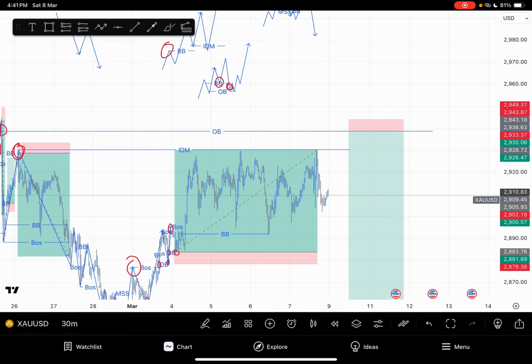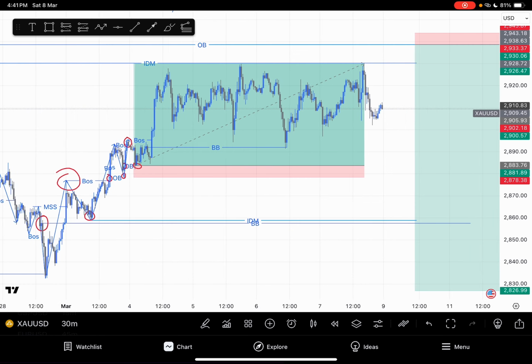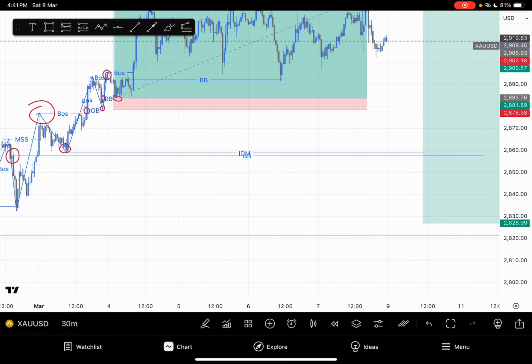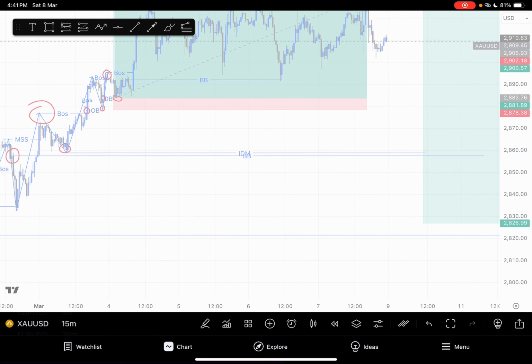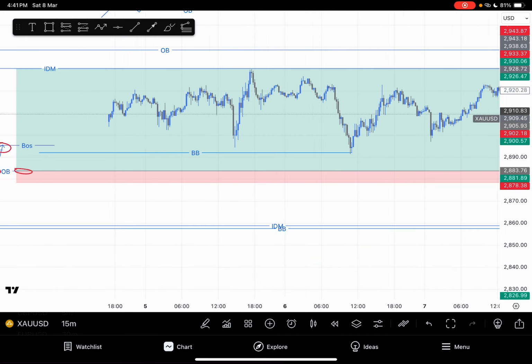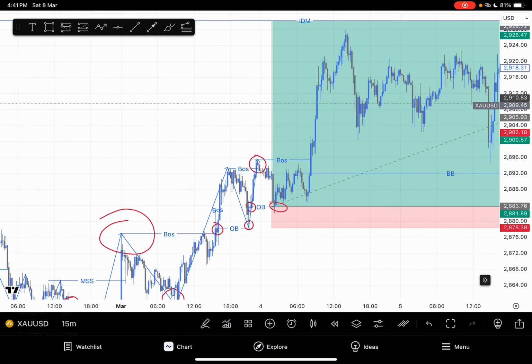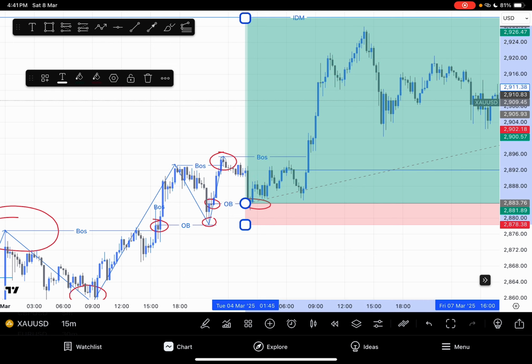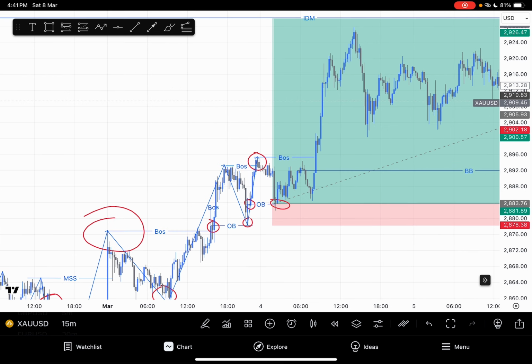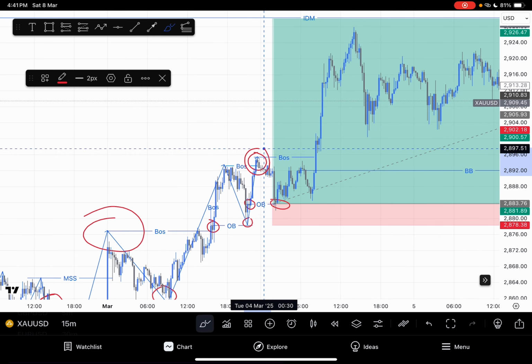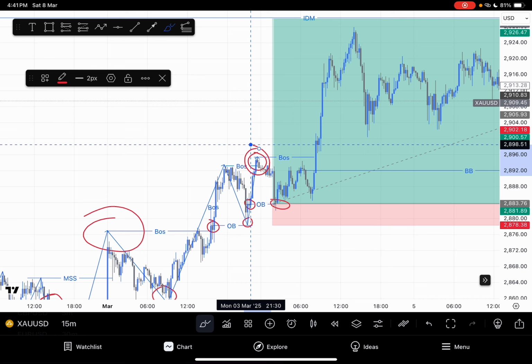So you can see after the, okay, let me go back again to the 15-minute time frame. So after the retest on this OB at that point, it created a break of structure here again. After the break of structure, you should look for an order block or a breaker block.